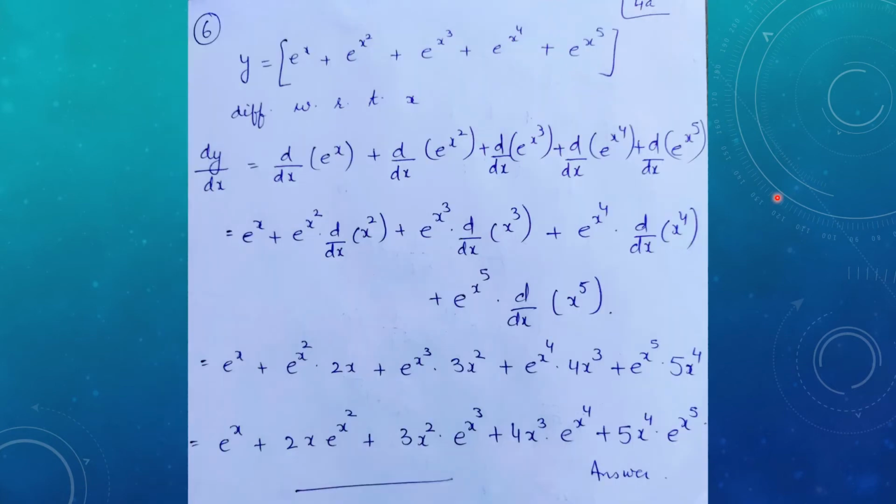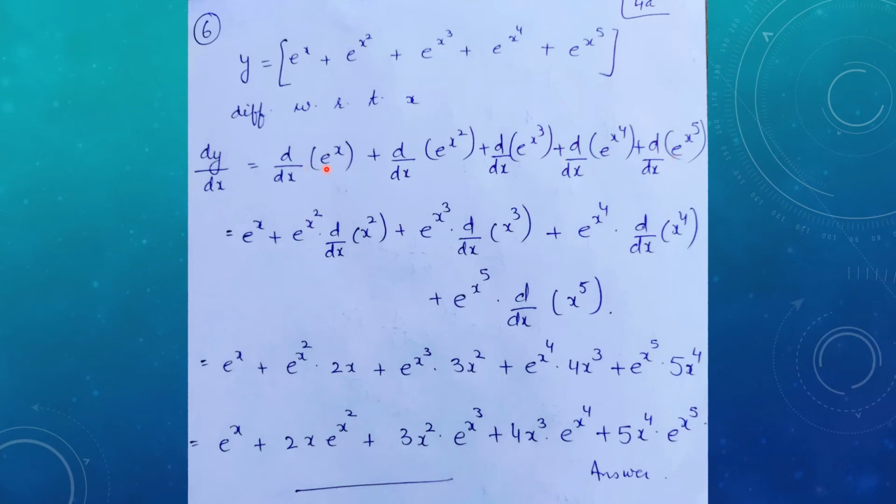We move further. y is equal to e power x plus e power x square plus e power x cube plus e power x power 4 plus e power x power 5. Differentiating with respect to x, we will find the derivative of each and every term because the addition sign is here, so there is nothing to worry. dy upon dx is equal to d by dx e power x plus d by dx e power x square plus d by dx e power x cube plus d by dx e power x power 4 plus d by dx e power x power 5.